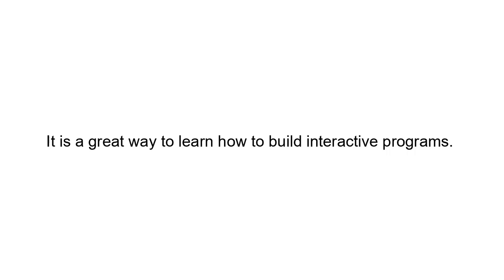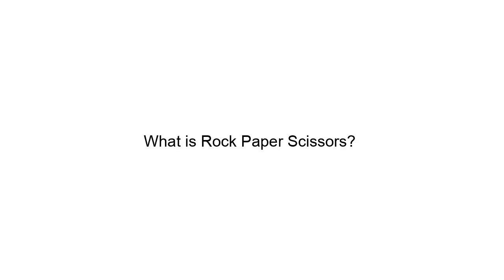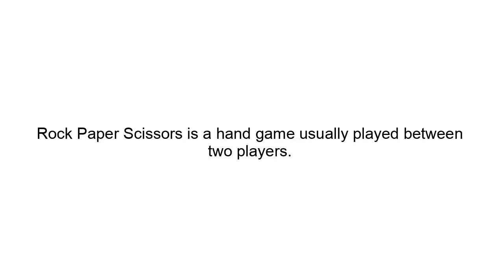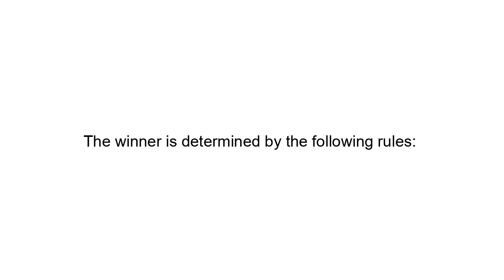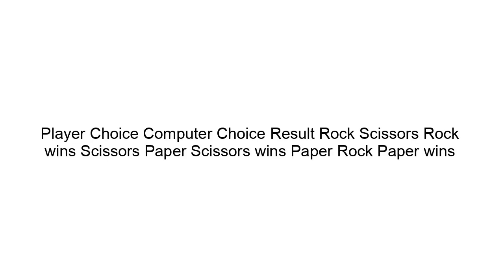What is rock, paper, scissors? Rock, paper, scissors is a hand game usually played between two players. Each player chooses one of three options: rock, paper, scissors. The winner is determined by the following rules. Player choice, computer choice, result: rock, scissors, rock wins. Scissors, paper, scissors wins. Paper, rock, paper wins. If both players choose the same option, the game is a tie.